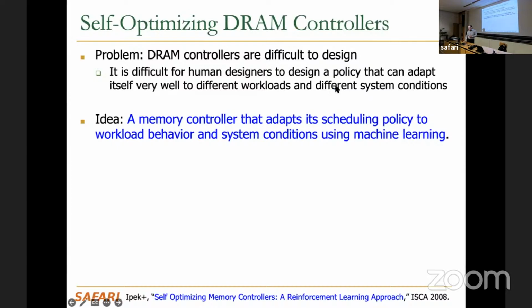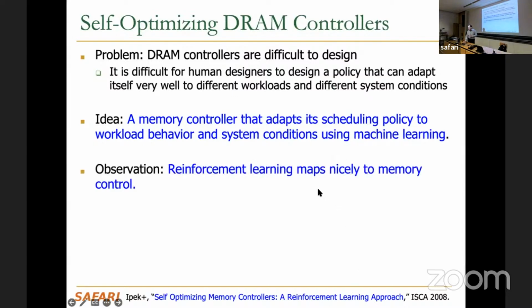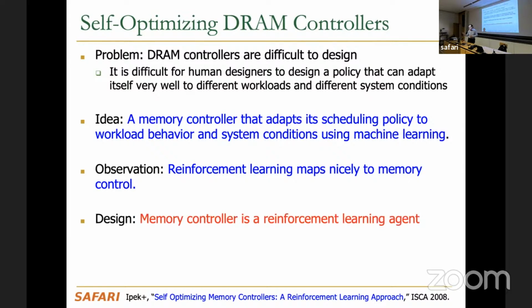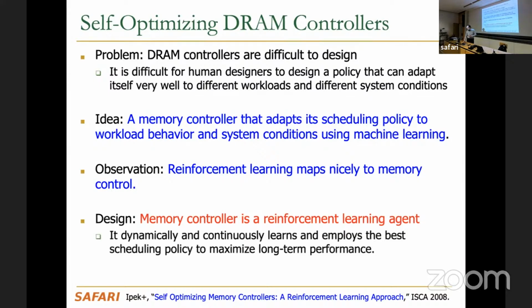And the idea is to have a memory controller that adapts its scheduling policy to workload behavior and system conditions using machine learning. And in this case, we found out that reinforcement learning maps nicely to memory control. It's not a neural network, it's really reinforcement learning, although you could use neural networks in combination with reinforcement learning, like deep reinforcement learning today. Essentially, the idea is to have a reinforcement learning agent inside the memory controller to do scheduling. By doing so, you can dynamically and continuously learn and employ the best scheduling policy, and you can hopefully maximize the long-term performance. I'll briefly talk about that.